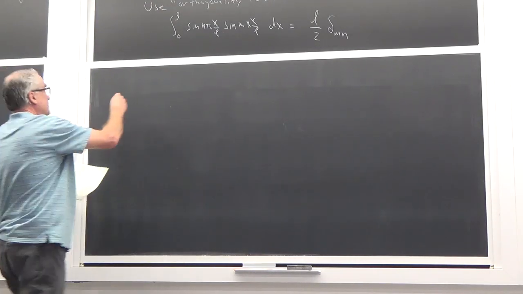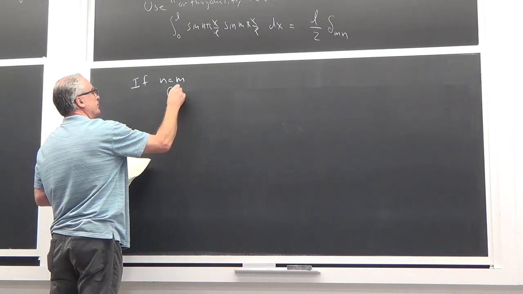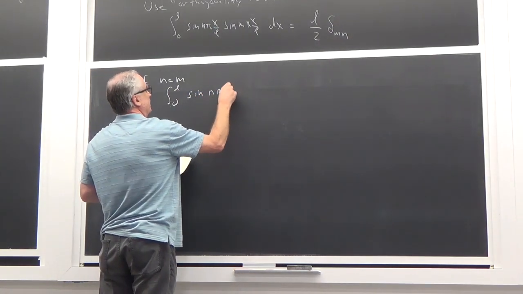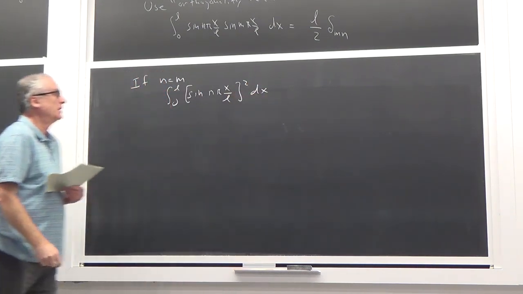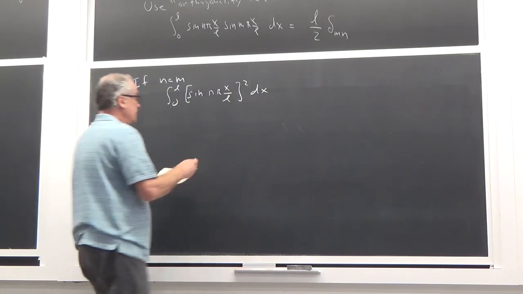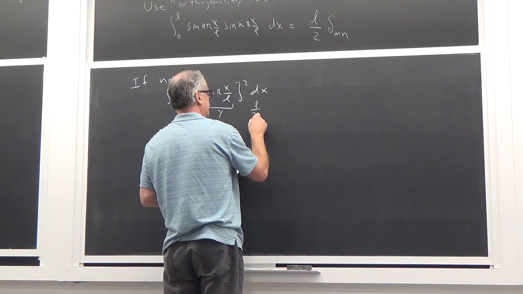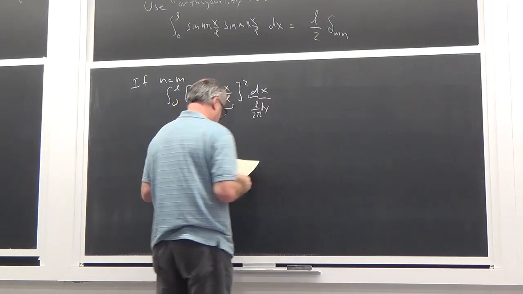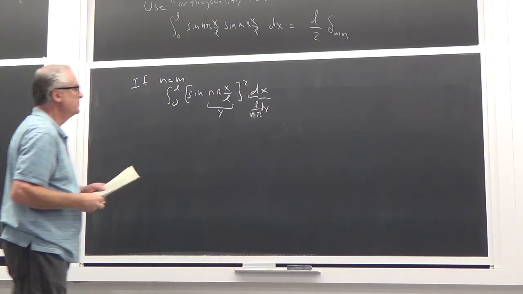So let's suppose n is equal to m. Then we have an integral from 0 to L of sine squared of n pi x over L dx, and the claim is that this should be equal to L over 2. So we can let this be y, and dx is L over n pi dy.